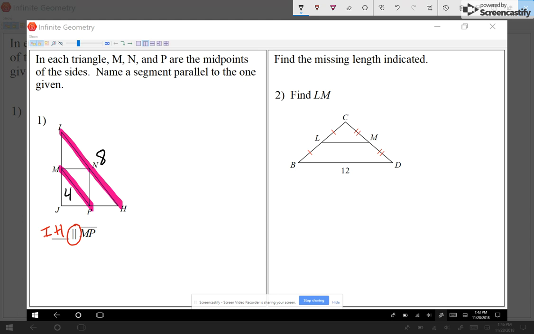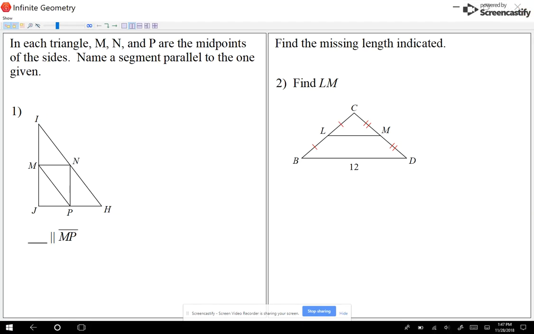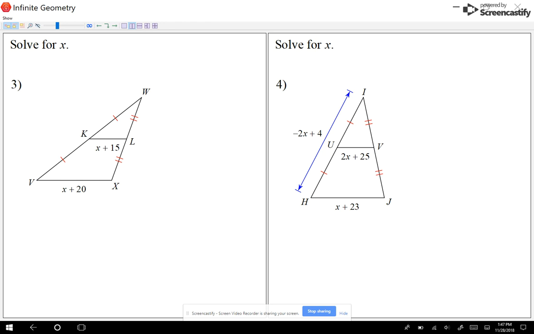So looking at question number 2, I'm telling you BD is 12. But my instructions are find LM. How big is LM? 6. Thank you. Right? Because it's half the side. Easy? Easy. We'll see. Now let's pick it up a notch a little.